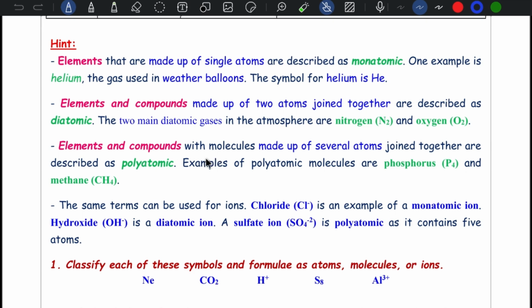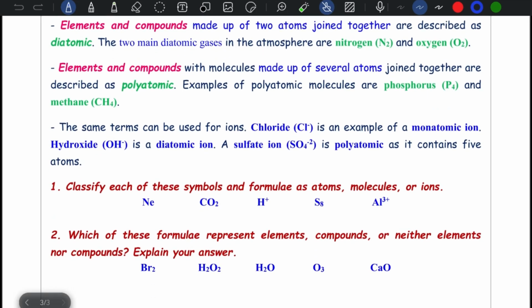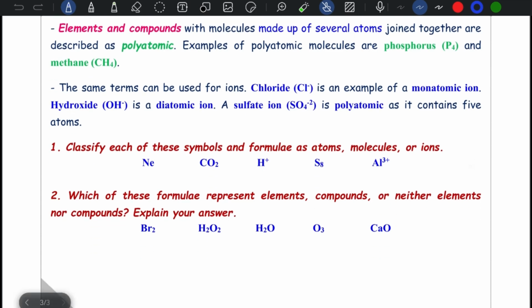Elements and compounds with molecules made up of several atoms joined together are described as polyatomic. Examples of polyatomic molecules are phosphorus P4, as I told you, and methane. The same terms can be used for ions. Chloride is considered a monoatomic ion, hydroxide is considered a diatomic ion, sulfate SO4 2- is considered a polyatomic ion and contains 5 atoms. Let's solve two questions.